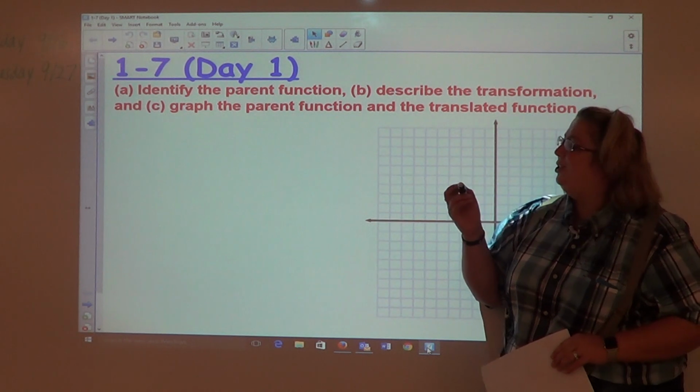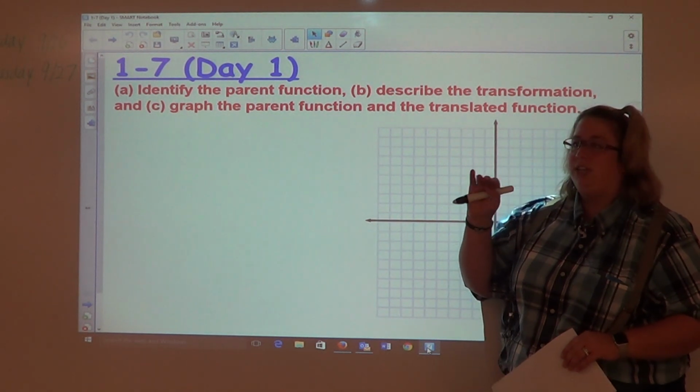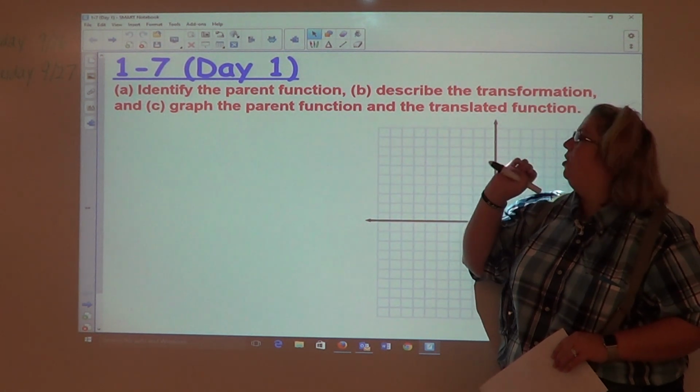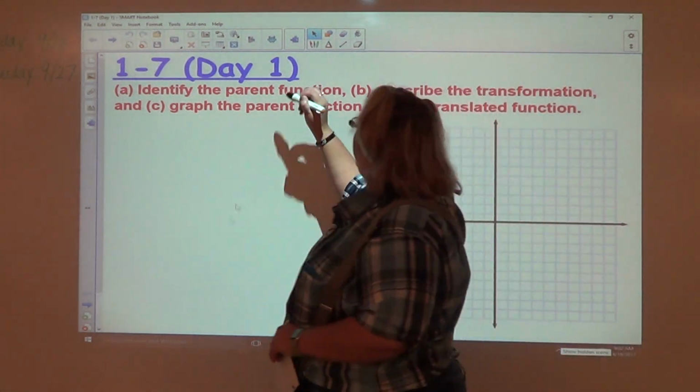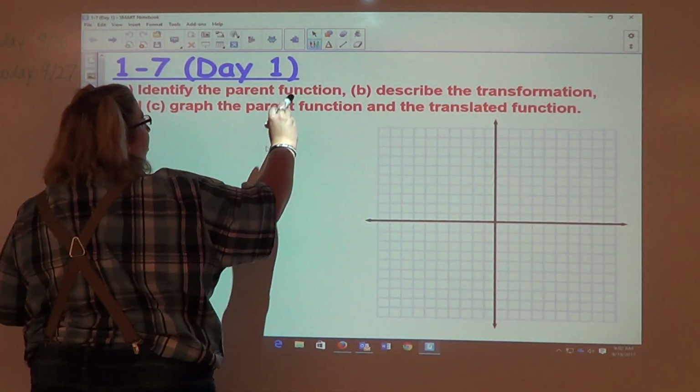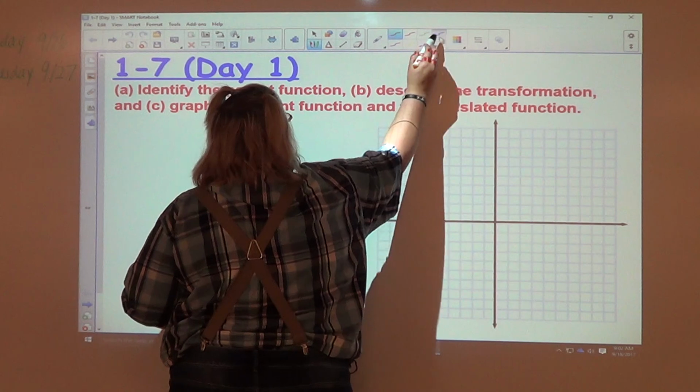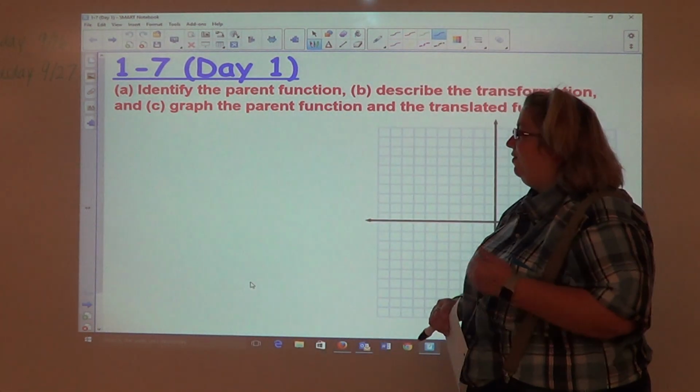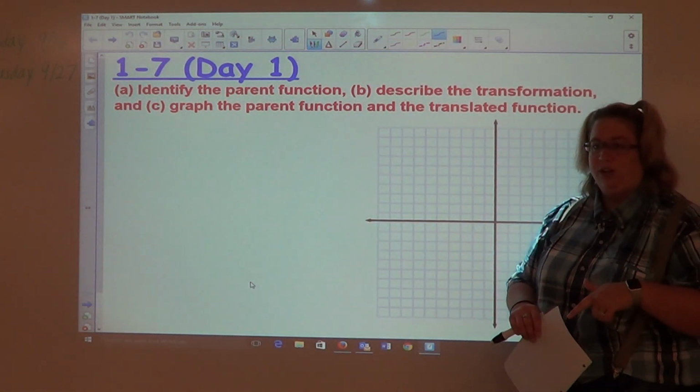Okay, so you're going to have equations. This is going to be the only parts that you have to do. We're going to identify the parent function. We're going to describe the transformation. We're going to then graph the parent function and the transformed function.